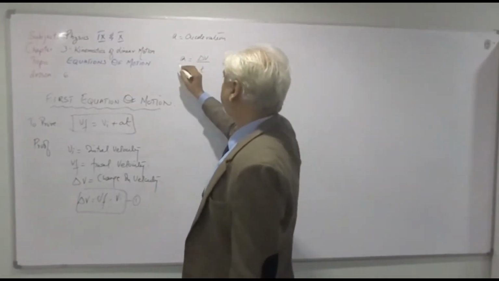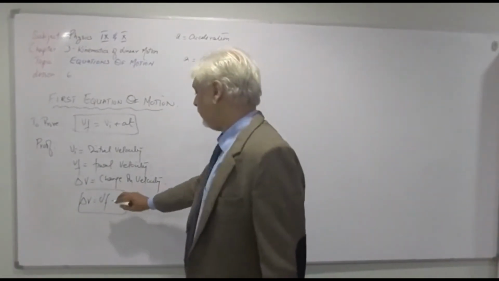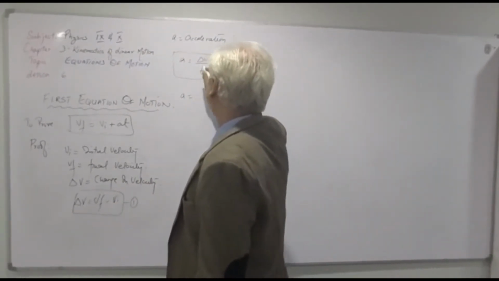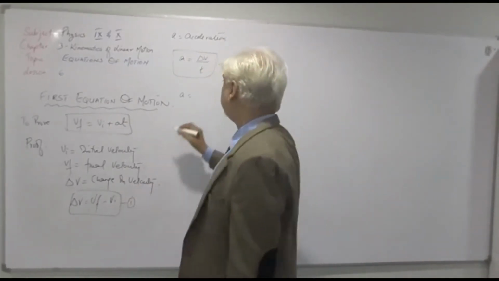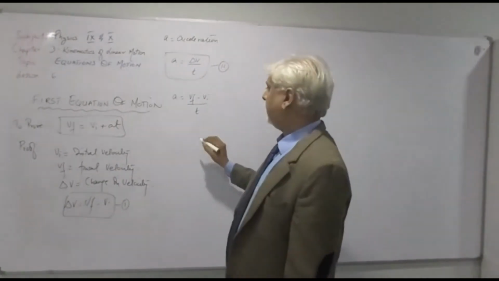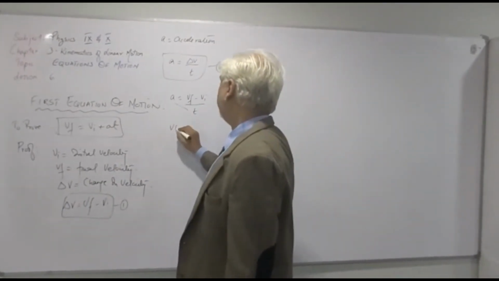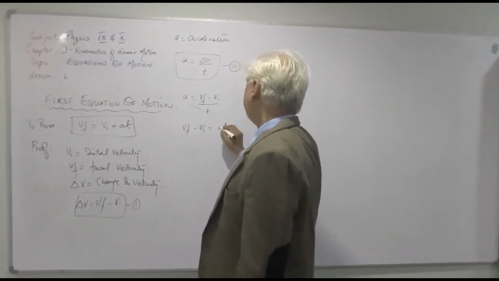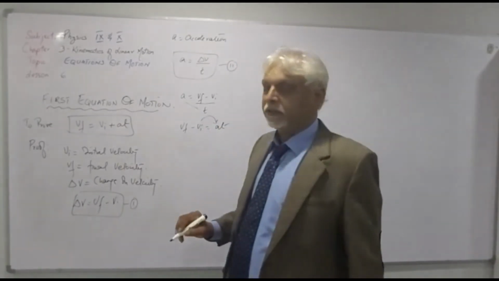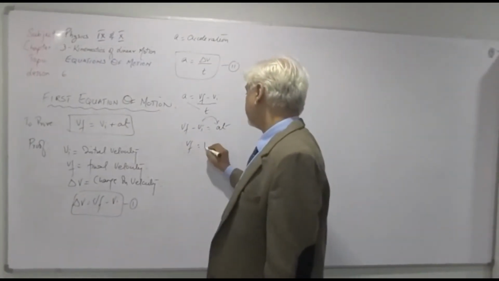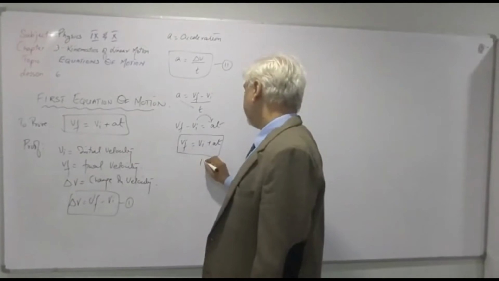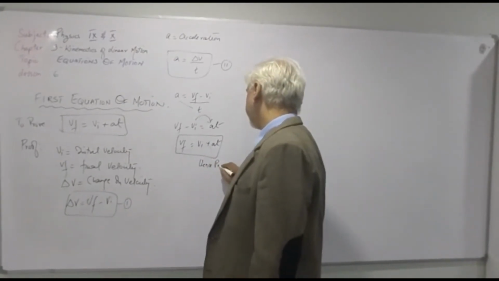Now I'll substitute the value of delta V from equation 1 in this equation, which is equation 2. So I'll get A is equal to, now I'm replacing delta V with Vf minus Vi, so this will become Vf minus Vi upon T. Okay? And by cross multiplication, I will get Vf minus Vi is equal to At. If I shift Vi, that is the initial velocity, to the other side the sign will change. So Vf is equal to Vi plus At. Hence, we have just proved that Vf is equal to Vi plus At.